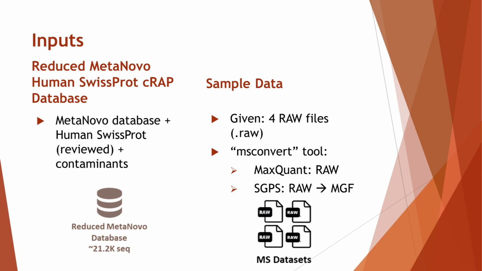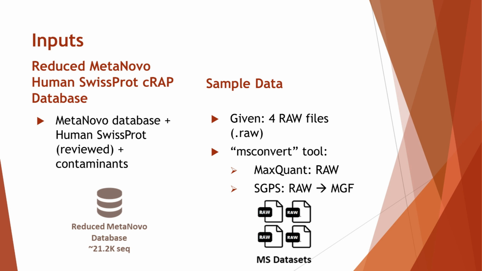Let's cover inputs. The input protein sequence database that will be used for database searching is from Module 1. Remember that this database was generated by merging and filtering the MetaNovo generated database with human Swiss prot and contaminant proteins. We have also provided the same 4 example datasets that were analyzed by LC-MS-MS.